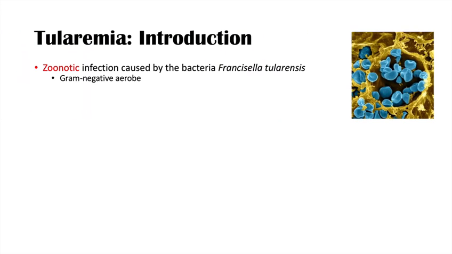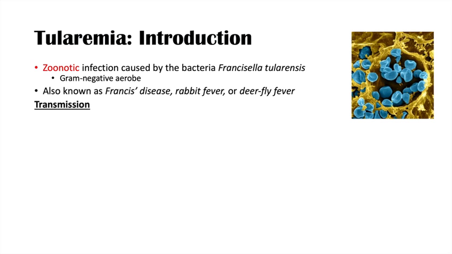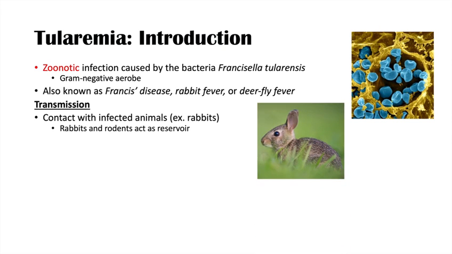So Francisella tularensis is a gram-negative aerobic bacteria. And the condition of tularemia is also known as Francis's disease, rabbit fever, or deerfly fever. There's many other names as well. The transmission of this bacteria occurs through contact with infected animals. So an example of this is through rabbits. That's why it can also be called rabbit fever. So rabbits and rodents can act as a reservoir for this bacteria.